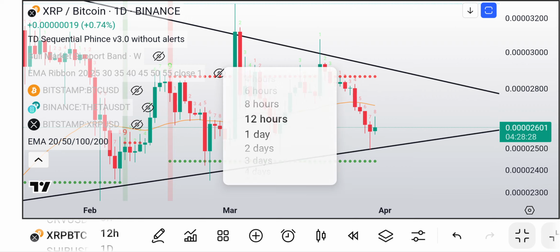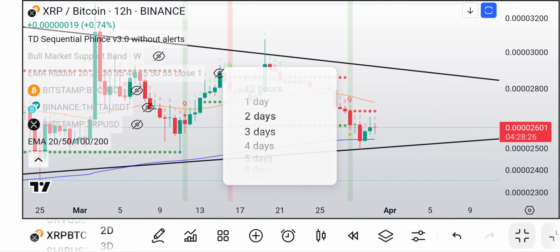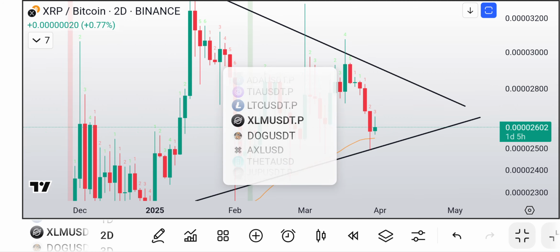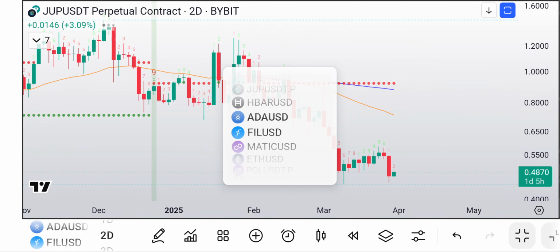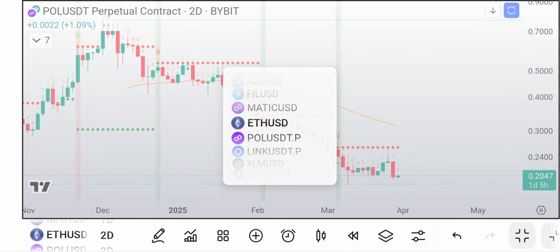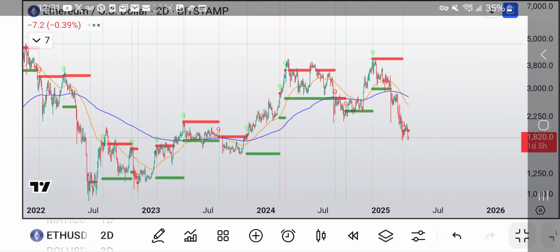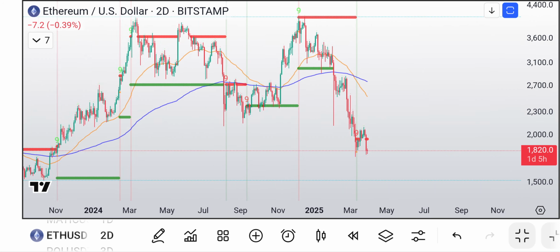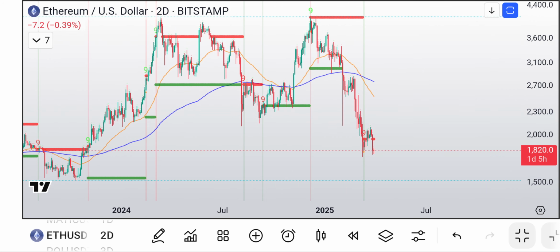Sequential, we're on an 8. We had a 9. 2-day chart, not interesting. All right, let's take another look around here. So Ethereum had a death cross, and you could see how fast it's moving down. 1, 2, 3, 4. 1, 2, 3, 4, 5, 6, and then 7. Yeah, I think we're almost there.